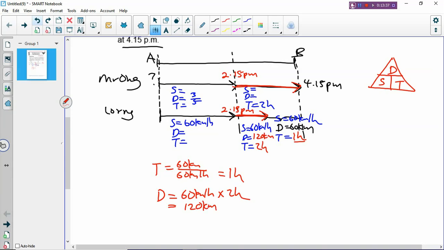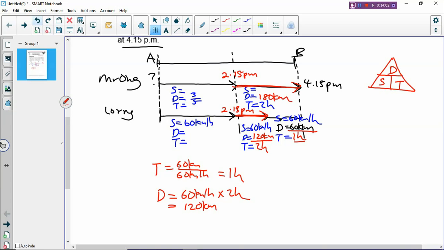Then if you look carefully, what's the distance traveled by Mr. Ong after catching up with the lorry and until he reached town B? You look at distance plus distance. So 120 plus 60, that will be 180 kilometers. So Mr. Ong must have traveled 180 kilometers after catching up with the lorry.